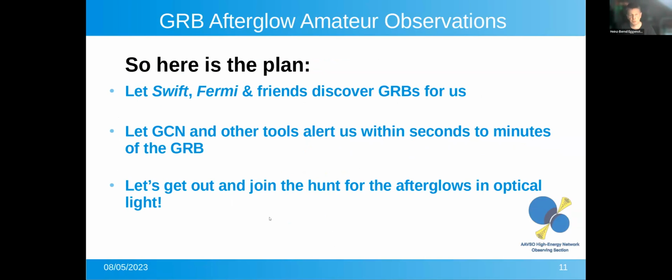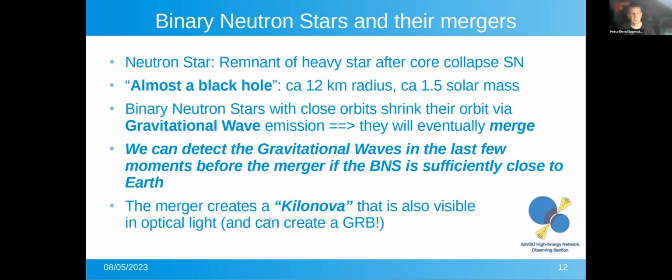Let SWIFT, Fermi, and friends discover gamma ray bursts for us, then let the alert systems alert us about it, so that we can quickly get on our telescopes and make observations of them. Another field are binary neutron stars and their mergers.